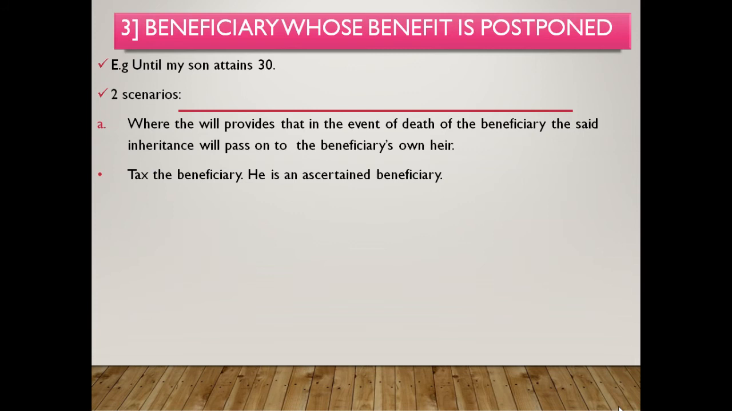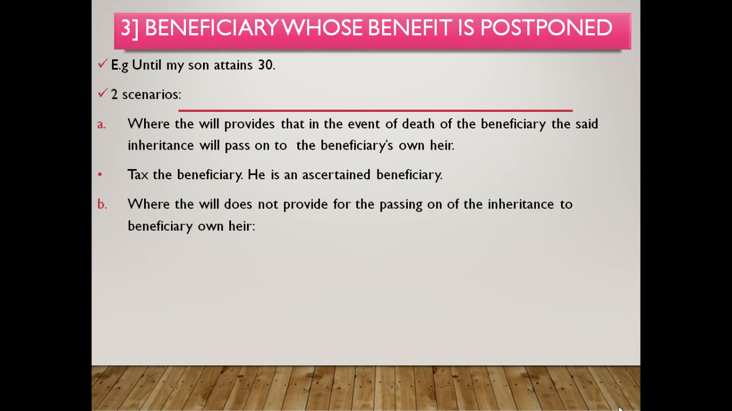On this first scenario, what do we do? Who do we tax? We tax the son, the beneficiary, because by default, he is an ascertained beneficiary. If he doesn't attain 30, his heir is going to attain 30. So by this virtue, he is an ascertained beneficiary.